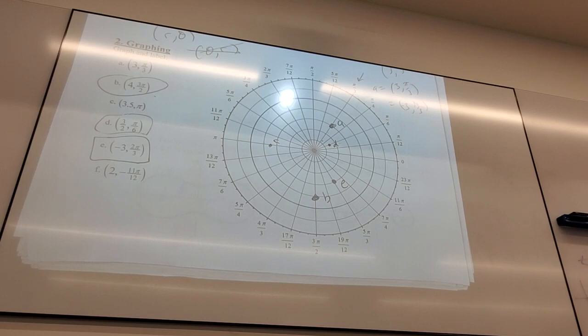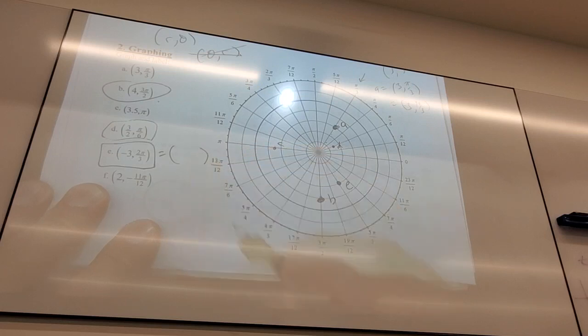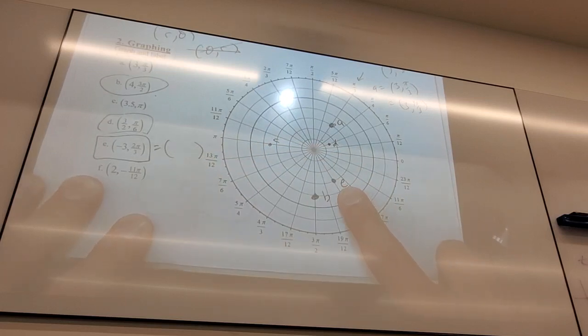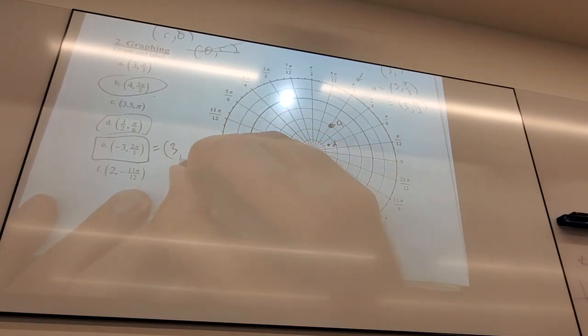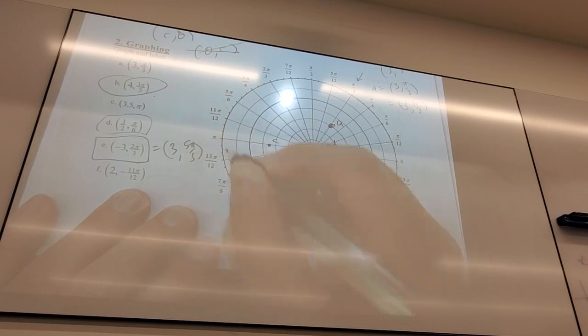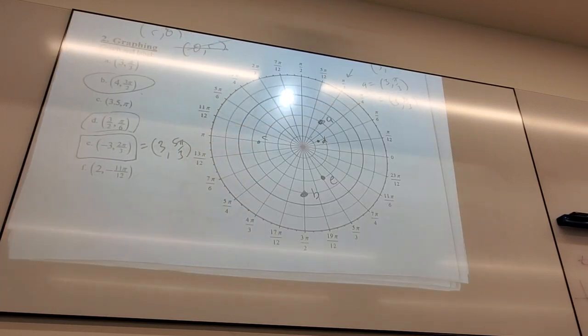So what's an immediate other way to write this point? How would you designate that point instead of having a negative r? 3, 5 pi over 3. It'd be 3, 5 pi over 3. Yeah, that. And Mike, I agree with you. I wish we would have put theta first. That would have made so much more sense, but we didn't. Too bad.